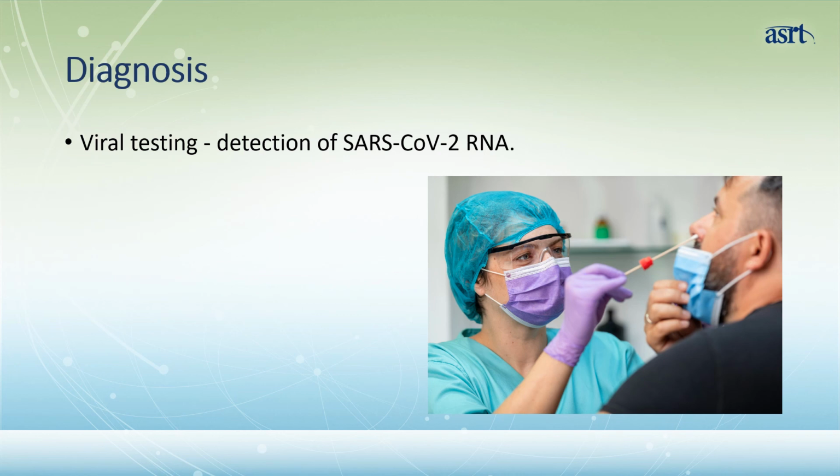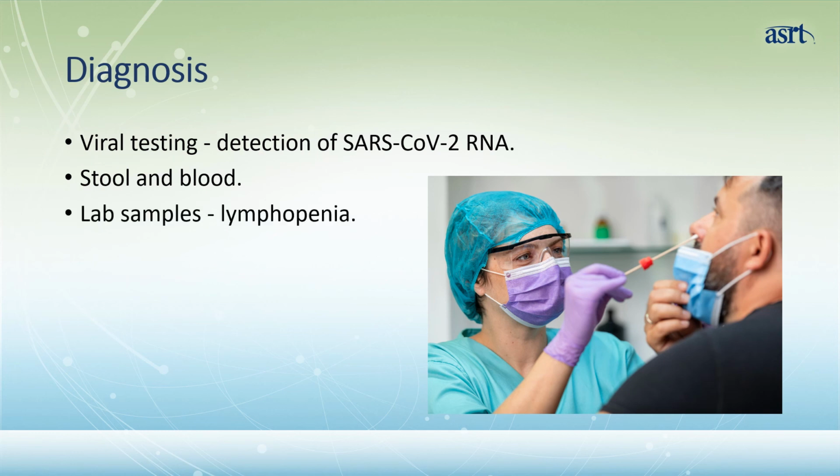Diagnosis of COVID-19 is accomplished through viral testing and the detection of the SARS coronavirus 2 RNA, usually in nasopharynx swab samples. SARS coronavirus 2 RNA has also been detected in stool and blood. Detection in the blood may indicate severe illness. Lymphopenia, or reduced levels of lymphocytes, is the most common lab finding in coronavirus patients and is found in as many as 83% of hospitalized patients.